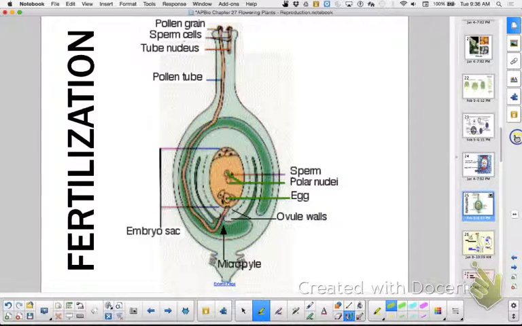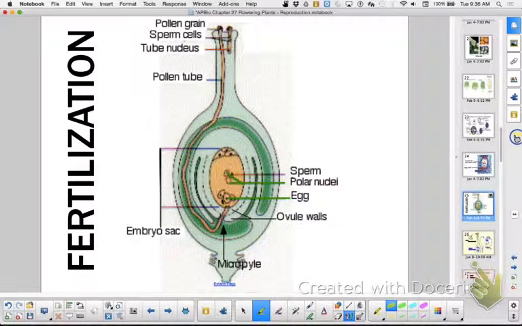Because they don't have a placenta, right? There's nothing for them to gain nutrients from. So they gain all their nutrients from the yellow yolk part. So the triploid endosperm is nutrients like the yolk, which will become the cotyledons.